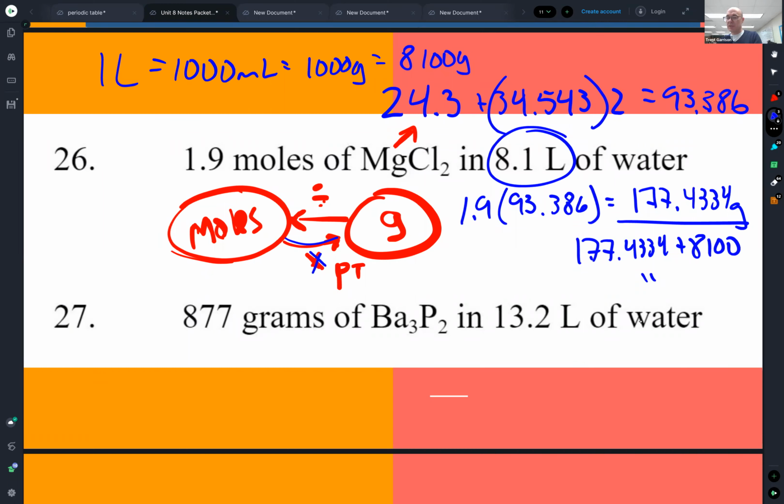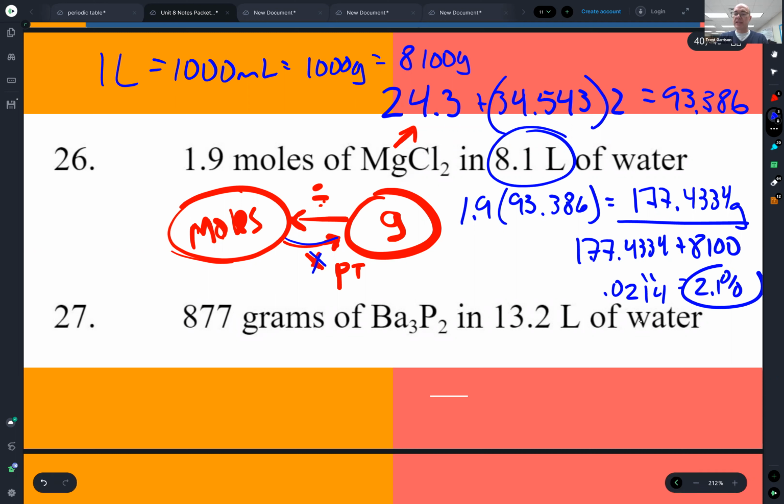If we substitute all that into a calculator, we end up with 0.0214 with 2 sig figs. And then we multiply that by 100. And we get 2.1% magnesium chloride. Okay, let's do another example. Let's move down here.